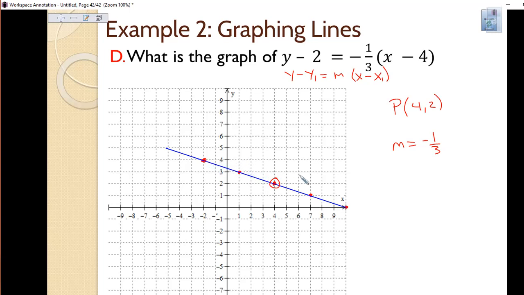Where this is useful is when you're graphing and you don't have enough room on the graph, so you've got to be able to go the other way. So this right here is a negative graph because it falls to the right. It's got a negative slope here with the negative 1/3. So this is how you'd graph the equation y minus 2 equals negative 1/3 x minus 4.